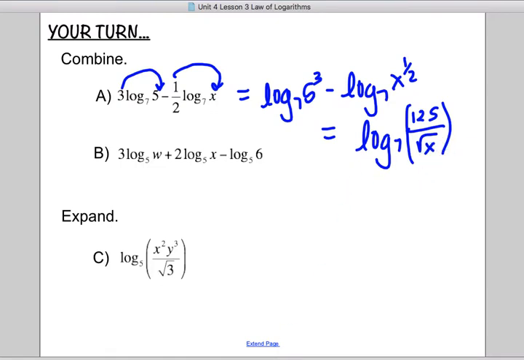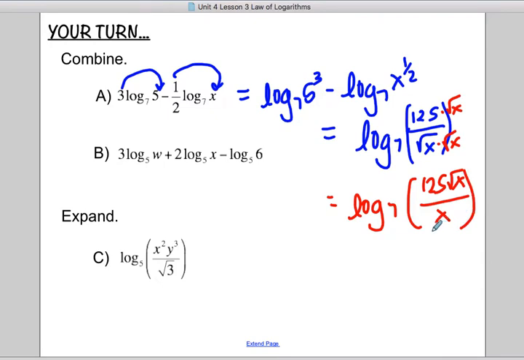In this case, do we leave square roots in the denominator? No. So we would rationalize the inside piece, times by square root of x over square root of x. So we'd have log base 7 of 125 square root of x all over x. And that would be your final answer.